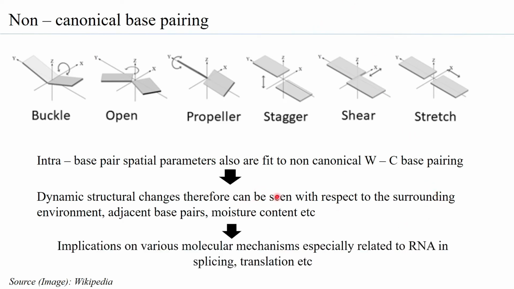And therefore this has an implication on various molecular mechanisms, especially related to RNA, whether it is splicing or translation or transcription. Everything is compounded, or affected, by these intra-base pair spatial parameters within the non-canonical Watson and Crick base pairing.